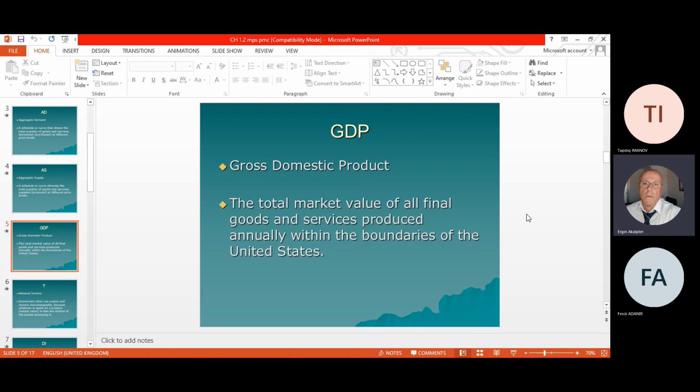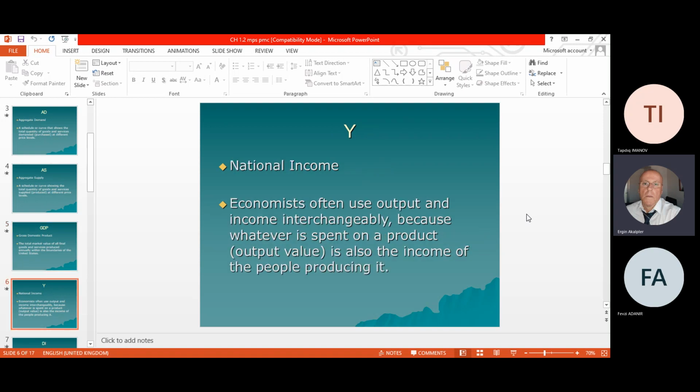Okay, the GDP, as I said, is the total market value of all final goods and services produced annually within the boundaries of the United States or in other countries. This is from the book, of course. And then Y is, as I said to you, the output. Economists often use output and income interchangeably because whatever is spent on a product, the output value, is also the income of the people producing it, isn't it?